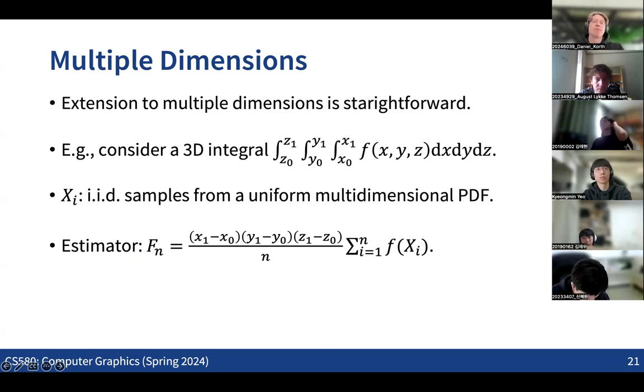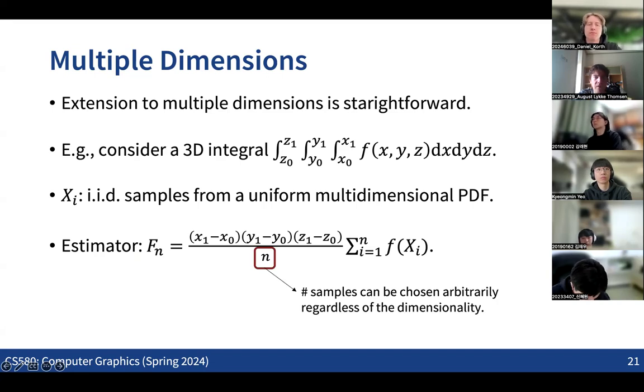So whatever the dimension of the space that we have, we can choose the number of samples arbitrarily, regardless of the dimension of the function. That's also a good point. The extension to arbitrary dimension is very straightforward. So this is a very simple idea.